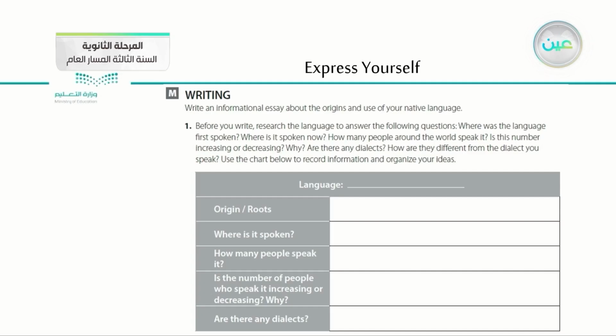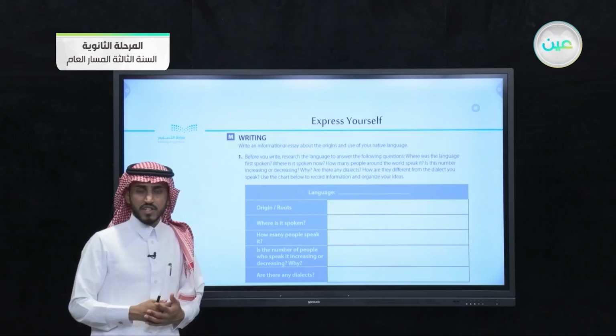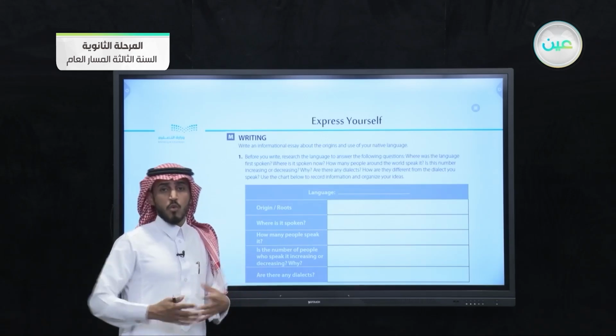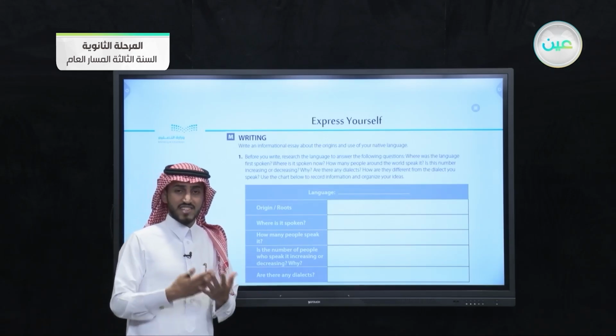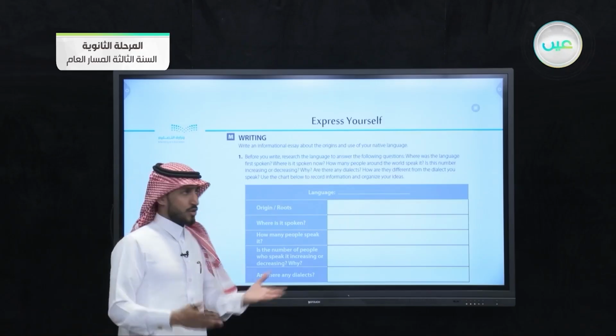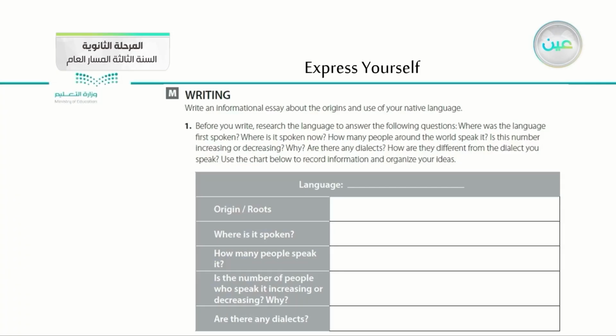Write an informational essay about the origins and use of your native language. In the previous part, you learned how to compare between two languages. Now in this part, we want you to write an informative essay to give an overview of your own native language. Before you write, research the language. So don't start writing depending on the knowledge you have. Start researching the language to answer the following questions.